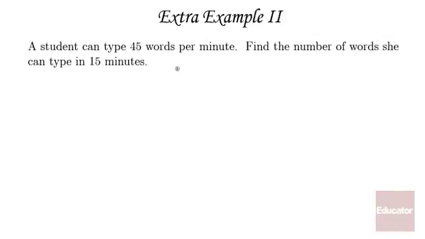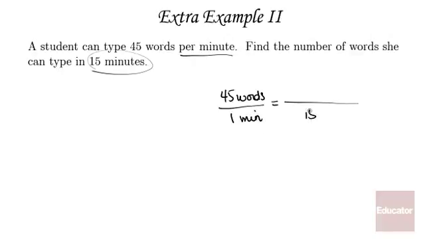A student can type 45 words per minute. Find the number of words she can type in 15 minutes. So remember that words per minute means for 1 minute. It's a unit rate. So 45 words, remember it's helpful to label your quantities, for 1 minute. And what we want to find out now is for 15 minutes. So to go from 1 to 15, we have to multiply by 15. So that's what we're going to do to the top to keep the ratios equivalent.